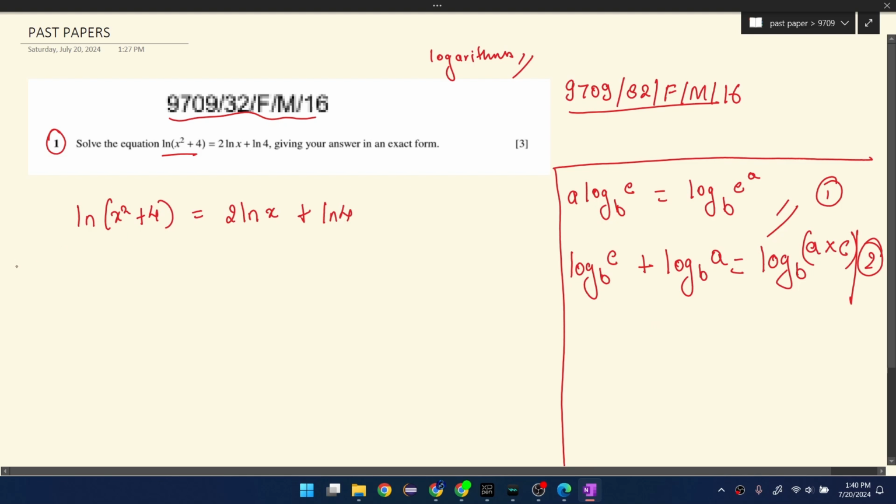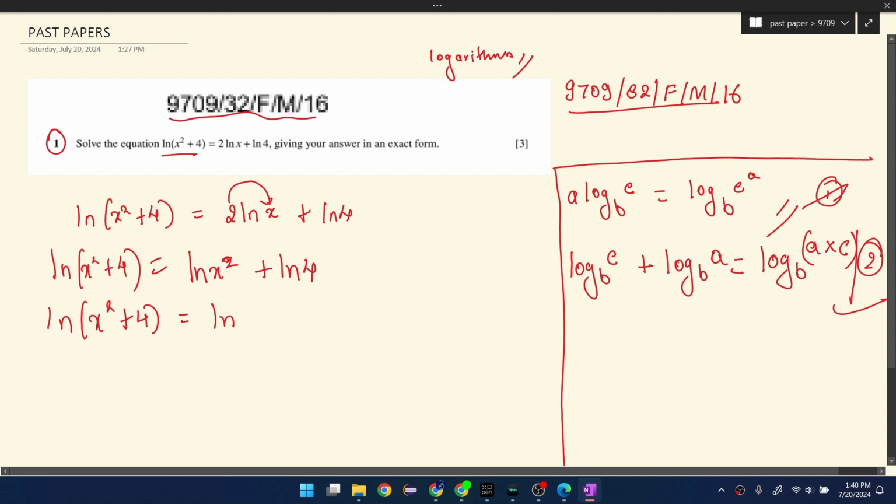So the left hand side remains the same. It's gonna be ln of x squared plus 4. Here it's gonna be ln of x squared because this 2 comes here. It becomes the power of the value inside the logarithm, plus ln of 4. Then we can use the second property, which leads us to ln x squared plus 4 is equal to ln. We multiply these two values, which is 4 times x squared. So we have this equation now.